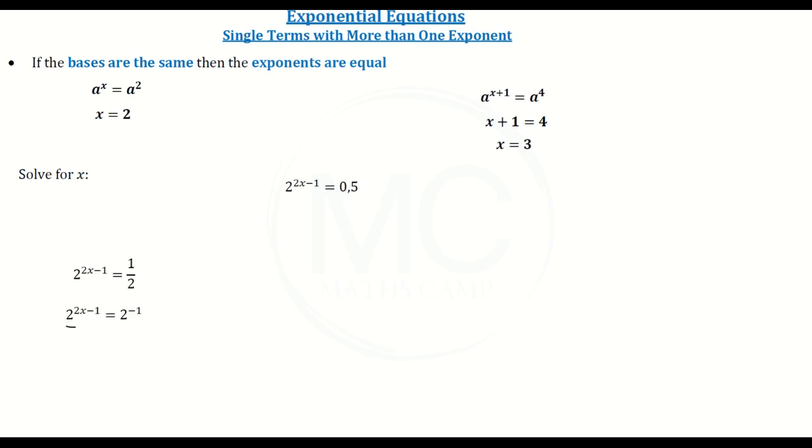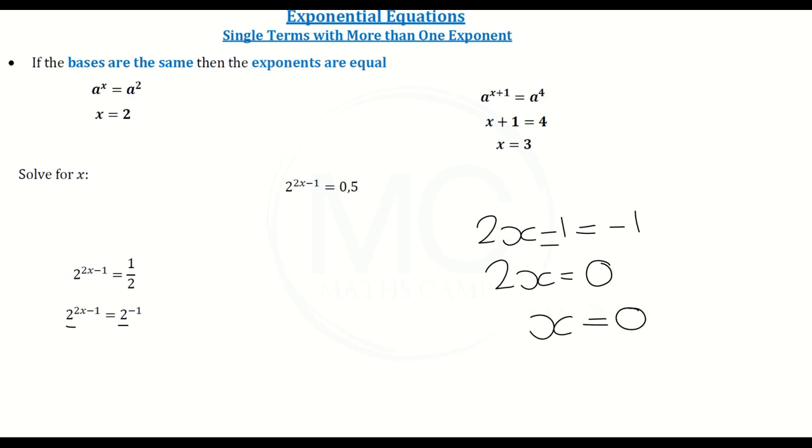Now I have a base of 2 and a base of 2, which means our exponents are equal. So I can say 2x minus 1 is equal to negative 1. Let's leave 2x where it is and move this negative 1 across. Negative 1 plus 1 gives me 0. Divide both sides by 2, and we see that x is equal to 0.